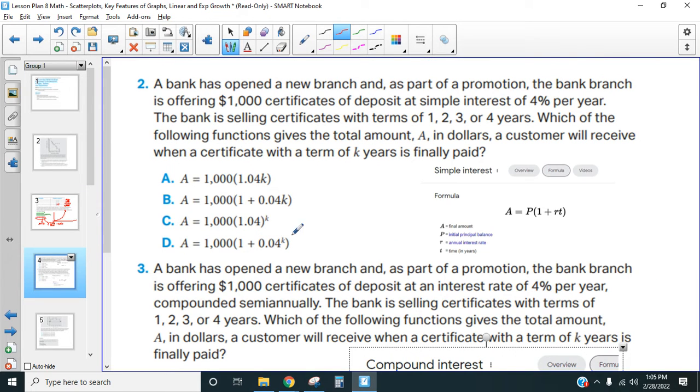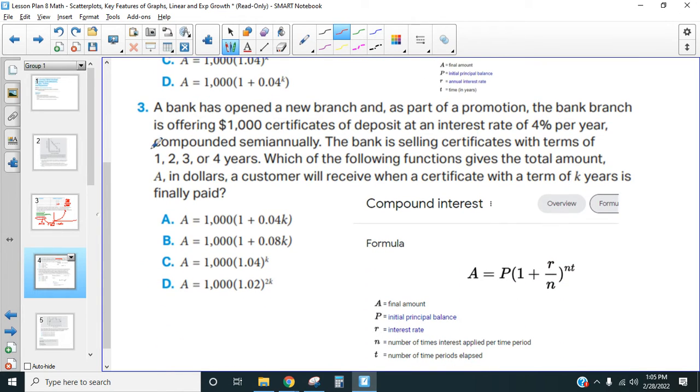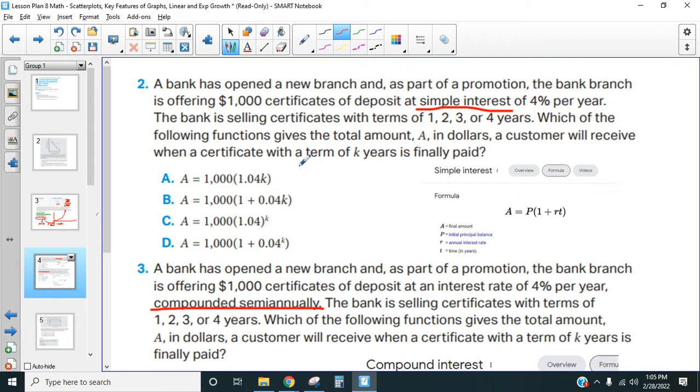Okay, let's try out these 2. Let's pause, take a little break. Let's try these 2 right here, 2 and 3. Here's the key. Number 2, simple interest. Number 3, compounded semi-annually, that's compound interest. That's why you have each of those 2 formulas written down today. All right, so try those out real quick.